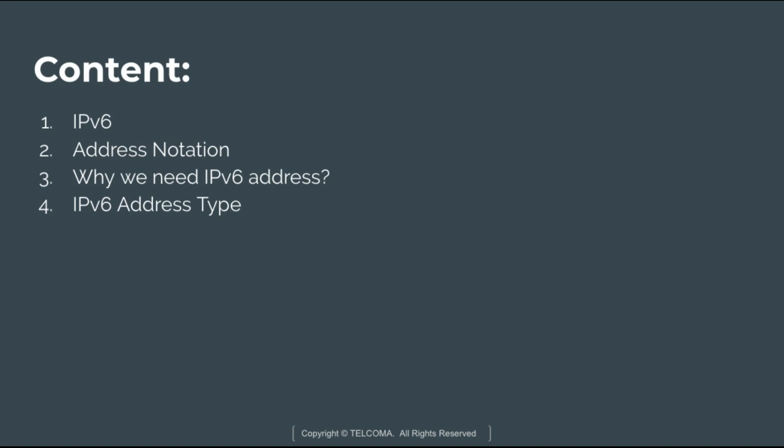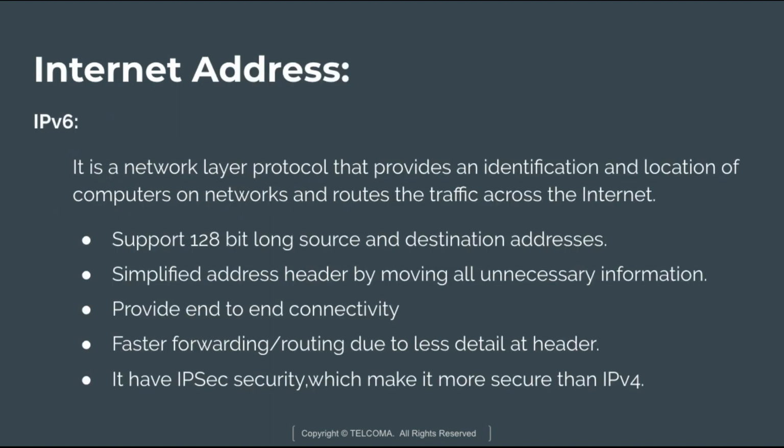Starting with the very first, let's discuss what IPv6 is. IPv6 stands for Internet Protocol version 6, and it is also known as IPNG, that is Internet Protocol Next Generation. It is the most recent version of the Internet Protocol. It was introduced to replace the widely used IPv4 address, which is considered the backbone of the modern Internet. It is a network layer protocol that provides identification and location of the computers on the network and routes the traffic across the internet.